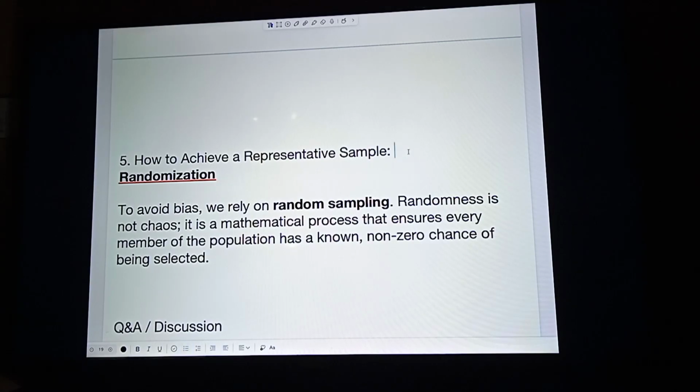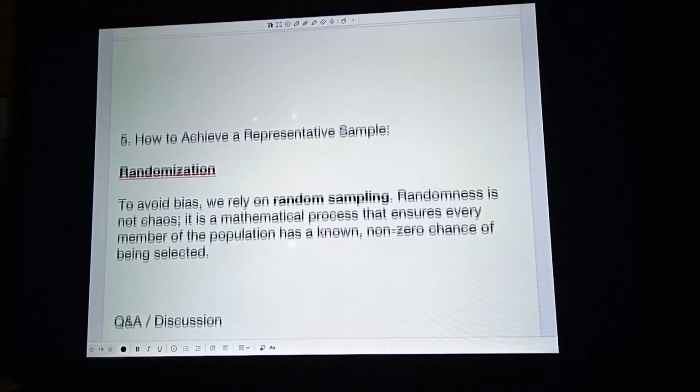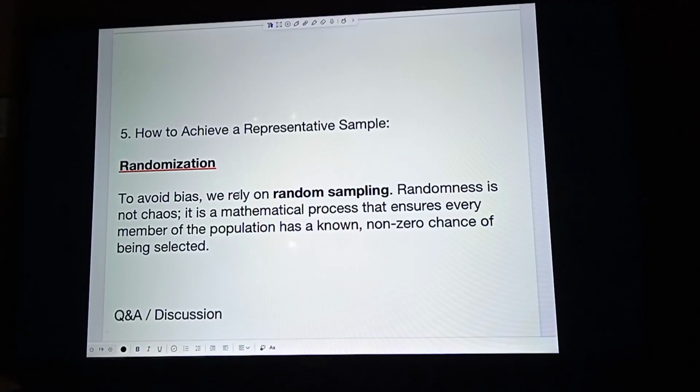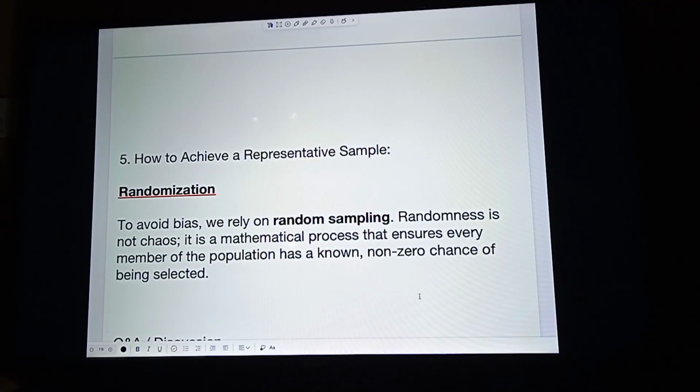Now, how to achieve a representative sample? For this, we use the term randomization. Randomization is the only tool to achieve a representative sample. So what is randomization? To avoid bias, we rely on random sampling. Randomness is not chaos. It is a mathematical process that ensures every member of the population has a known non-zero chance of being selected.